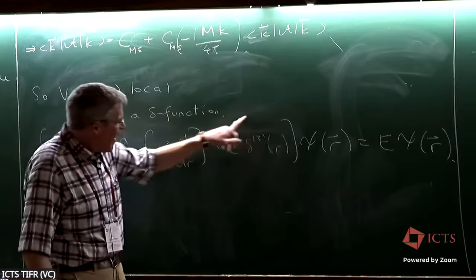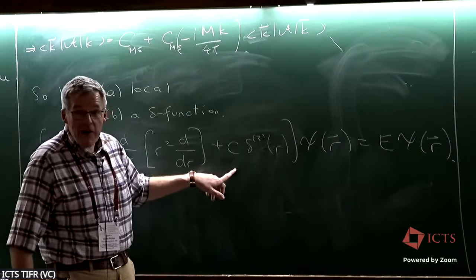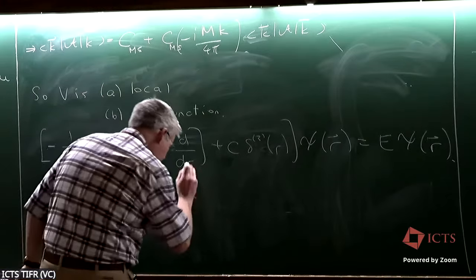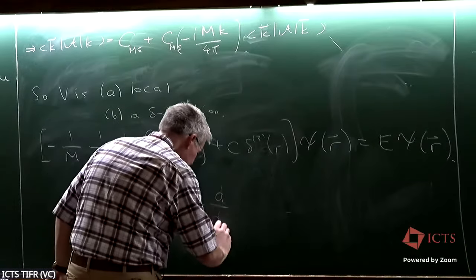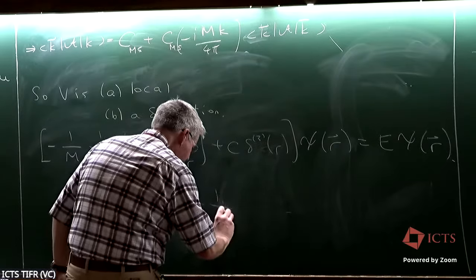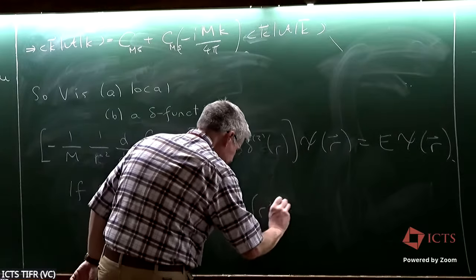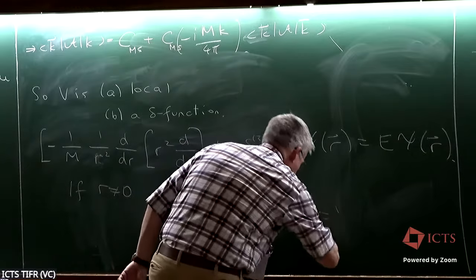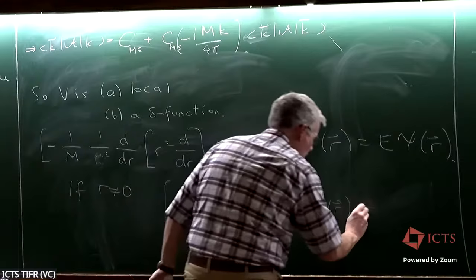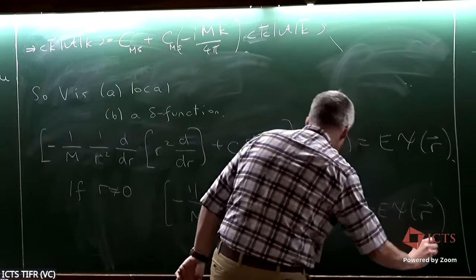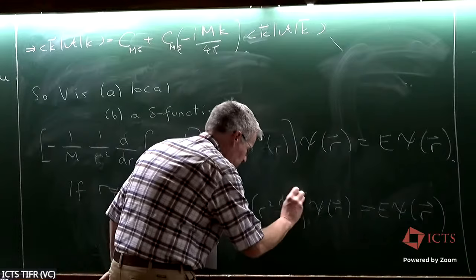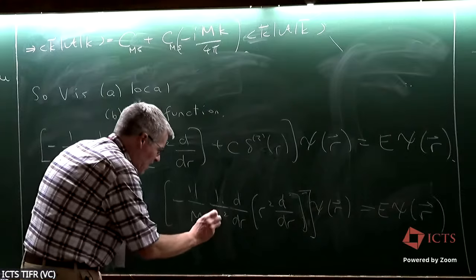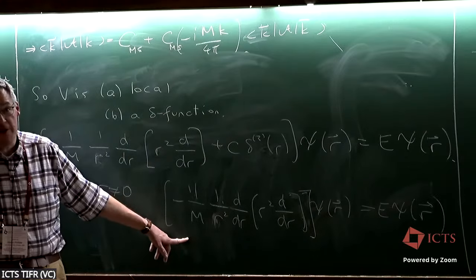Okay, so what does that mean here? The fact that this is only non-zero for r equals 0 means that if r does not equal 0, sorry, I keep writing it with a vector, even though I already told you it was S wave, so it's not really a vector, but fine. All right. If r is not equal to 0, this is the Schrodinger equation we're solving.